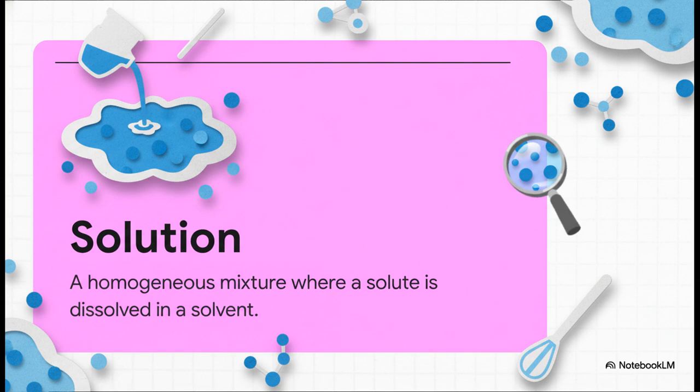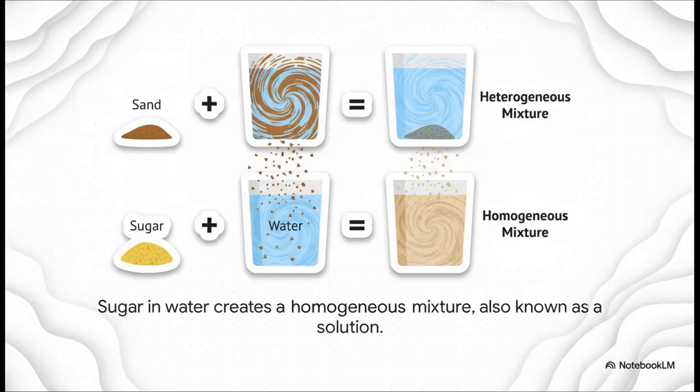But what does that actually look like? This image here shows it perfectly. See, if you just mix sand and water, you get this clumpy mixture where you can still see all the little individual grains. But when sugar dissolves, it creates that homogeneous mixture, a true solution. It means it's the same all the way through. You can't see the tiny sugar particles anymore, no matter how hard you look.